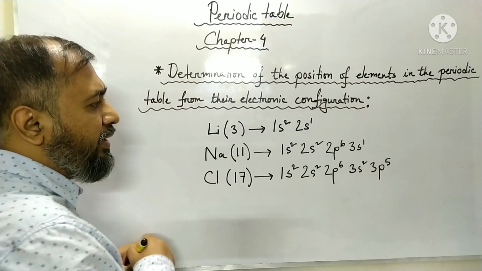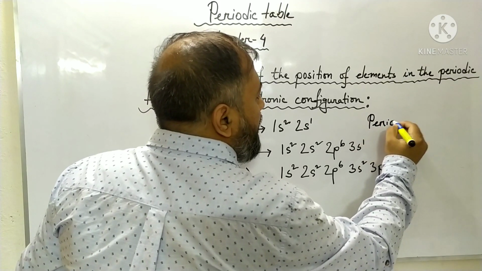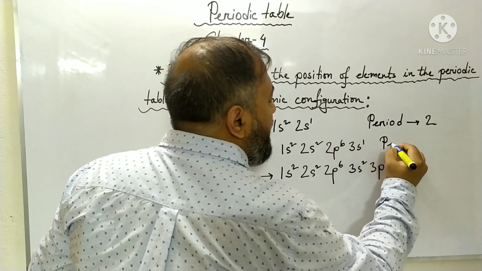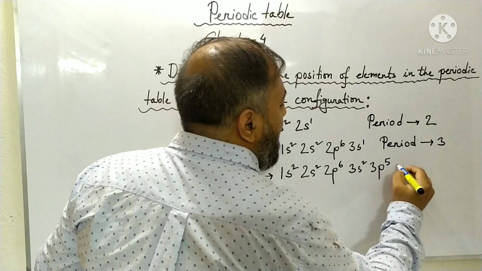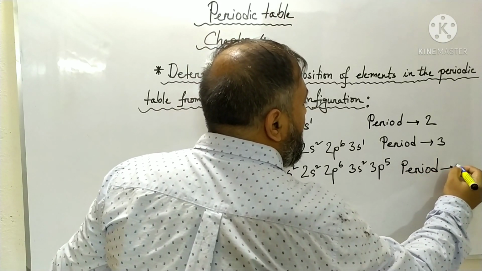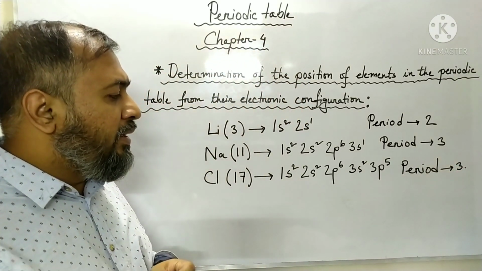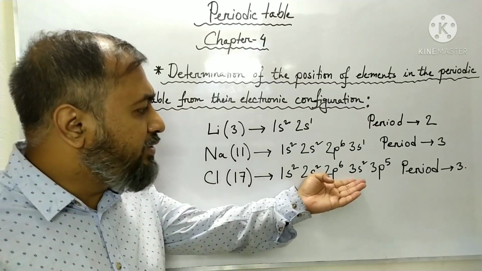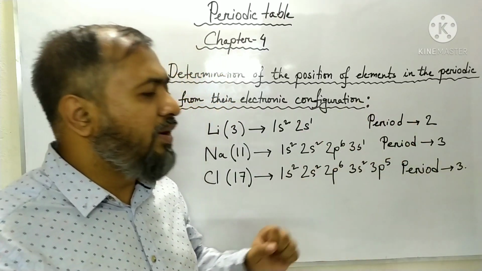So the period number in the first place is 2, in the second place the period number will be 3, and in the third place the period number will be 3. So the period number is the last shell number. That means the last shell where an electron enters is the period number of that particular element.